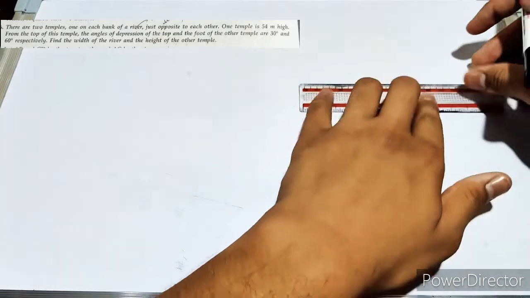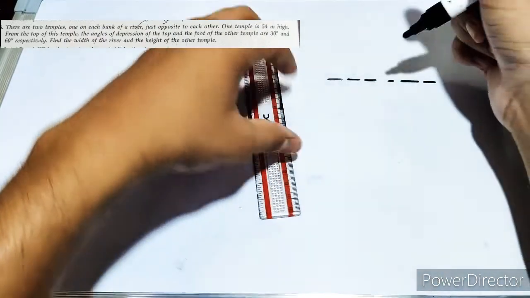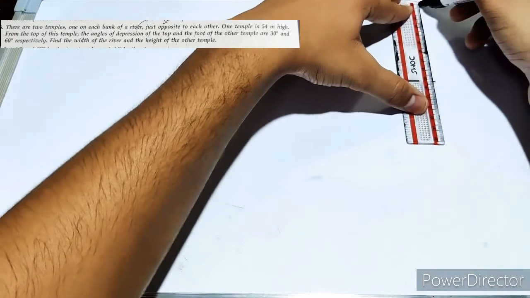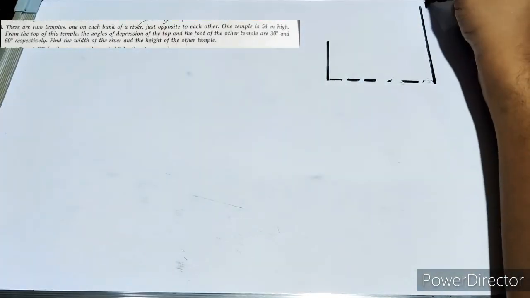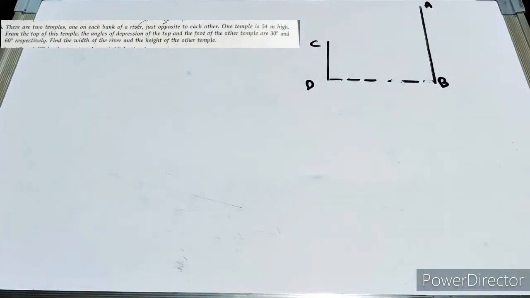opposite to each other. So first let us make the river. This is the river and there are two temples. First one is this and the second one is this. Let us assume it to be A and B and this to be C and D. One temple is 54 meter high. So from the figure we don't know yet which one is 54 meter high. Okay, so we will not mark it here. From the top of that 54 meter high temple, the angle of depression of top and foot of the other temple is 30 degree and 60 degree respectively.